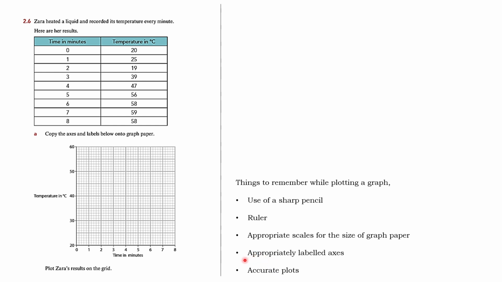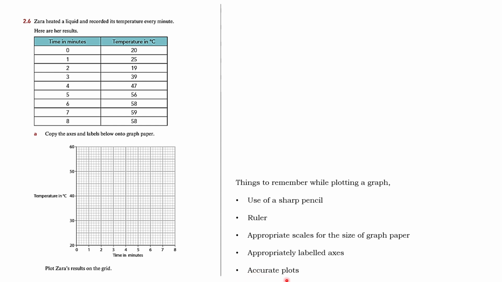Next, make sure to label the axis. Now sometimes students mark these values on the axis, but they forget to label the axis, which makes it a little difficult for the examiner to determine what exactly these values are representing on the graph paper. So make sure to label the axis on the graph paper.